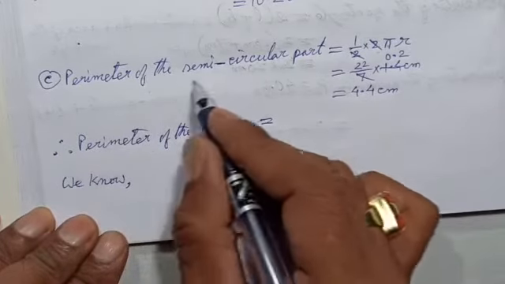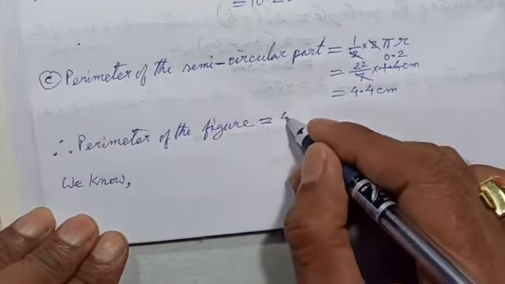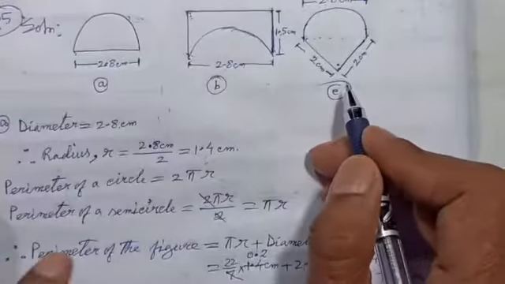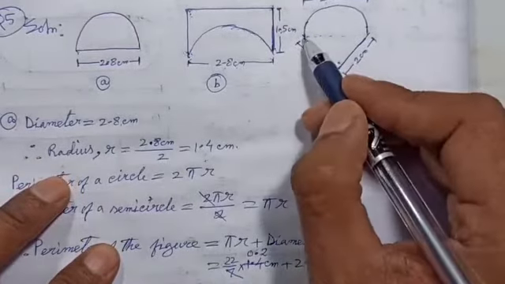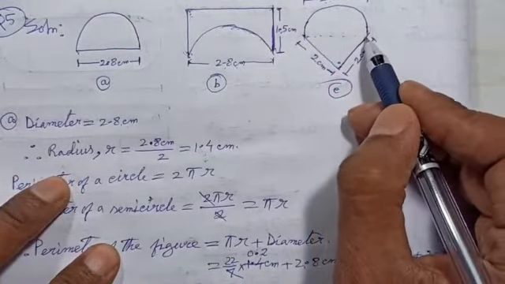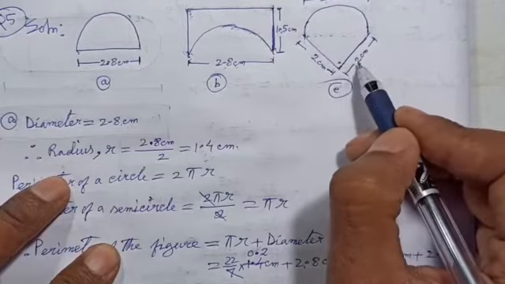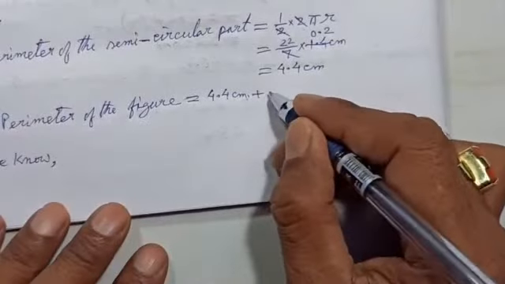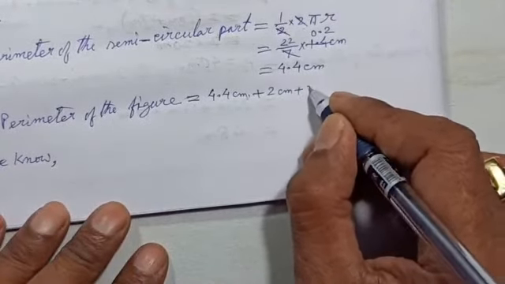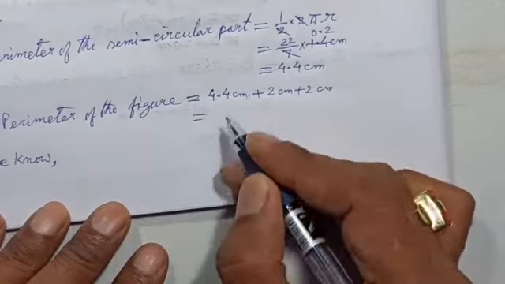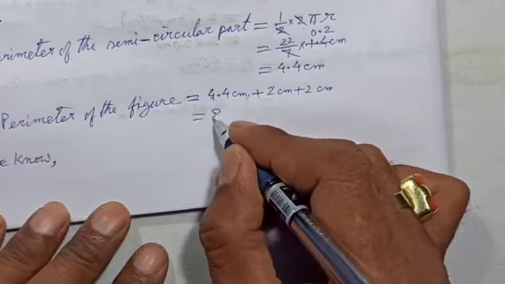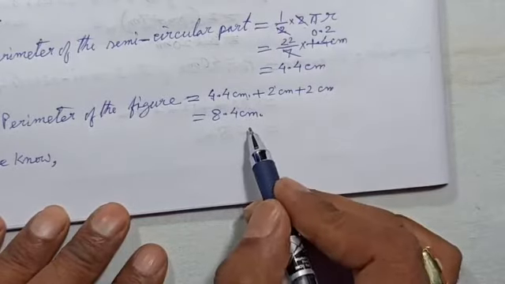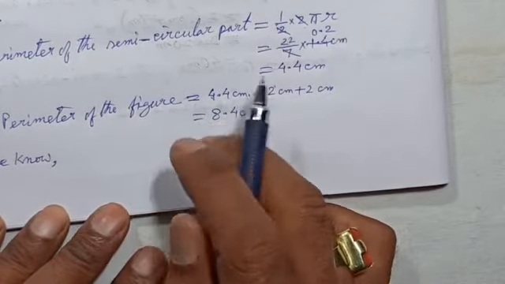Then the perimeter of the figure will be the perimeter of the semicircular part, that is 4.4 centimeter. And let us see here, this is the figure. So this is the semicircular portion. After that, this length 2 centimeter, after that this length. So we need to add this 2 centimeter plus 2 centimeter also. Let's add together: 4, 5, 6, 7, 8. So we are getting 8.4 centimeter. And this is the perimeter of figure number C.